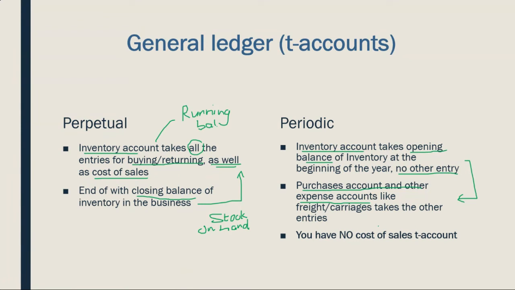Okay, and lastly, we do not have a cost of sales column or cost of sales T account under the periodic inventory system. We do, however, have a cost of sales here under the perpetual inventory system, but we do not have one under the periodic inventory system. Okay, so that is also very important to note.